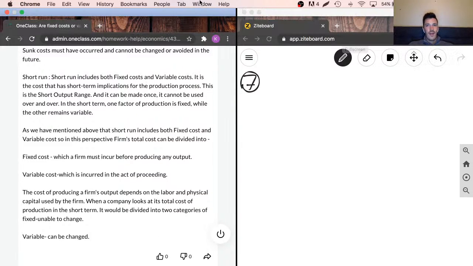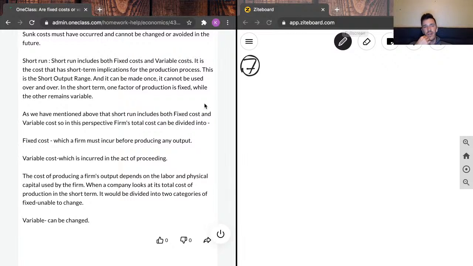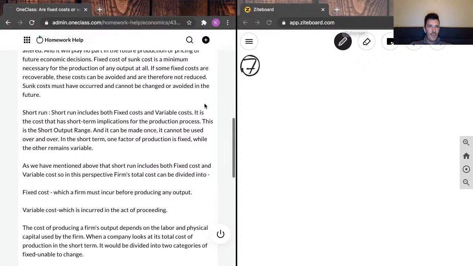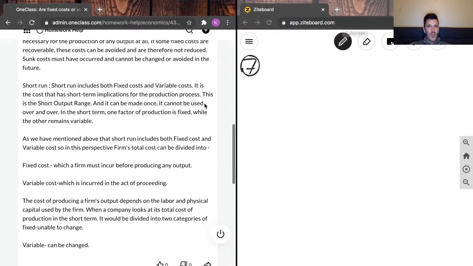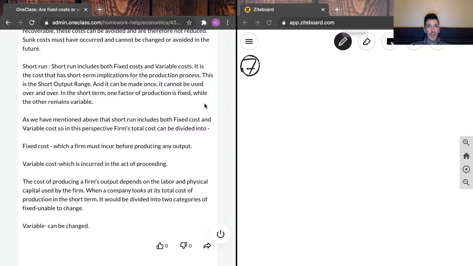I'm just going to read what our junior tutor said here, the last little bit. Short run includes both fixed costs and variable costs. It's the cost of the short-term implications for the production process. In the short term, one factor of production is fixed, while the other remains variable. As we have mentioned above, the short run includes both fixed cost and variable cost.